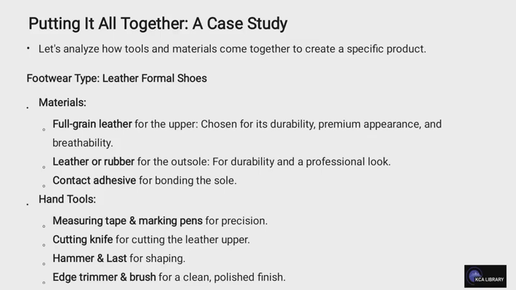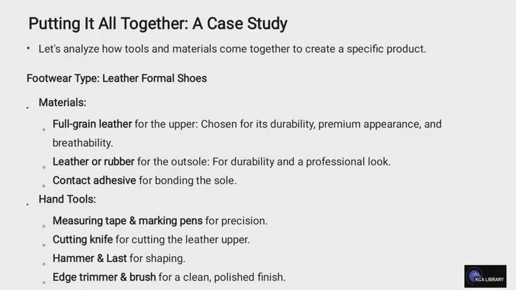Putting all of this together, let's quickly look at a case study, analyzing how tools and materials come together to create a specific product. Now, let's look at the materials. Full grain leather is used for the upper and is chosen for its durability, premium appearance, and breathability. The leather or rubber outsole is chosen for durability and a professional look. And we have contact adhesive for bonding the shoe. These are the materials needed to produce a leather formal shoe.